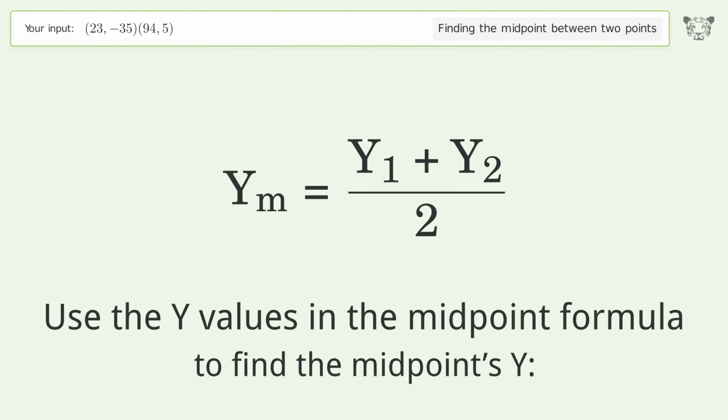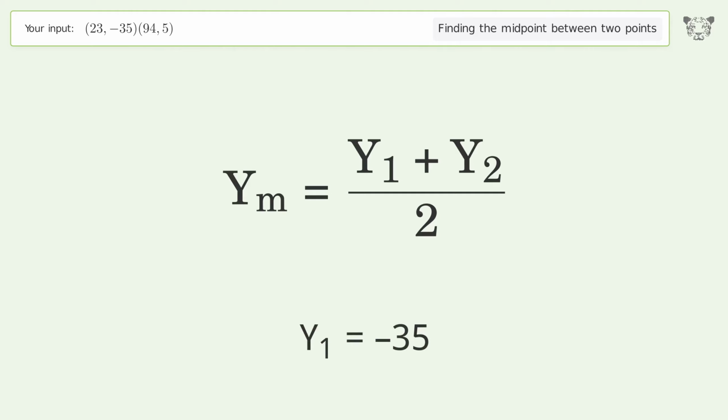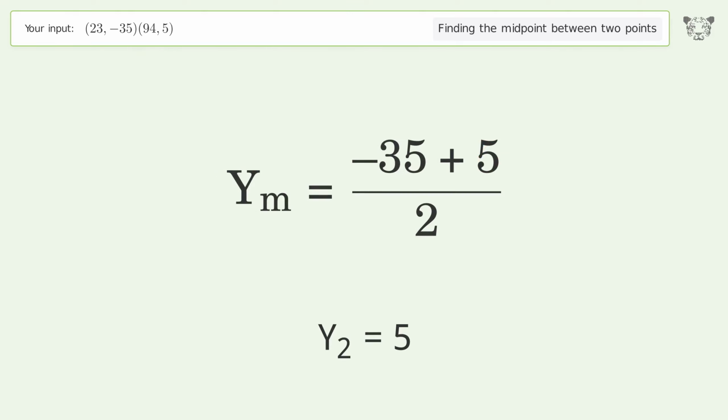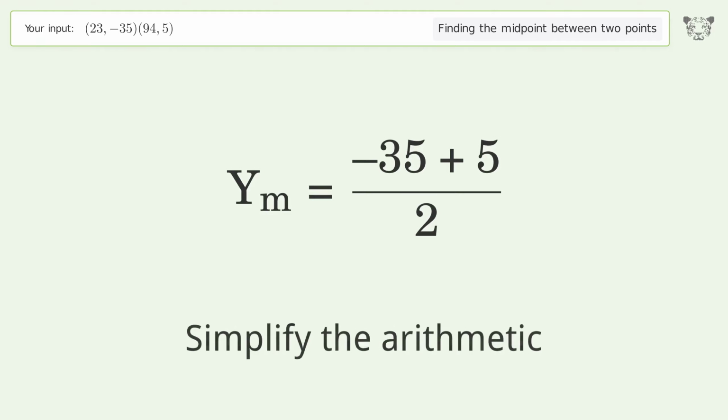Use the y values in the midpoint formula to find the midpoint's y. y1 equals -35. y2 equals 5. Simplify the arithmetic.